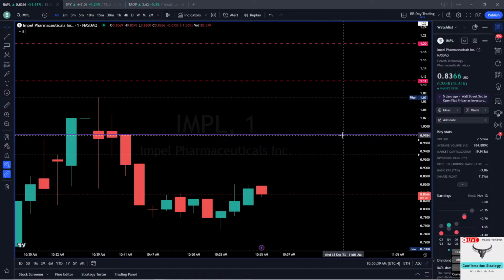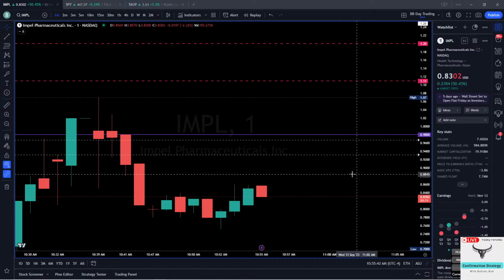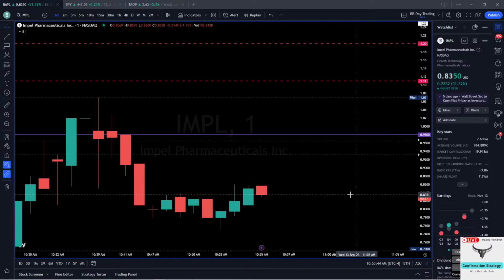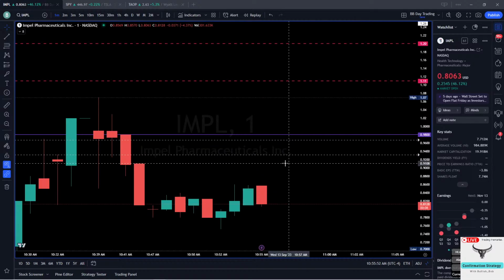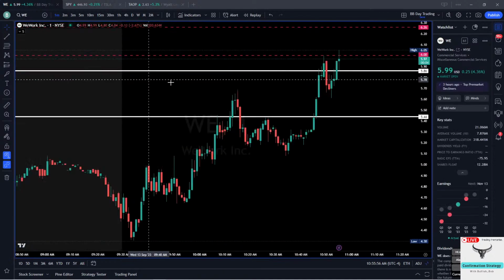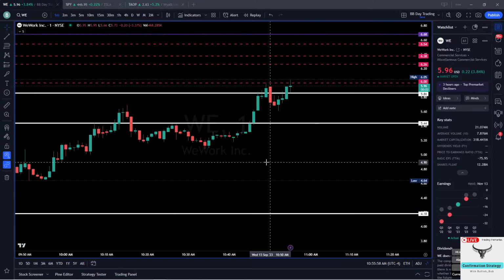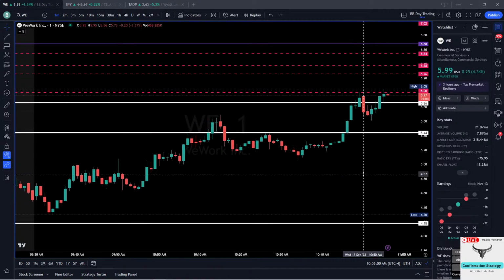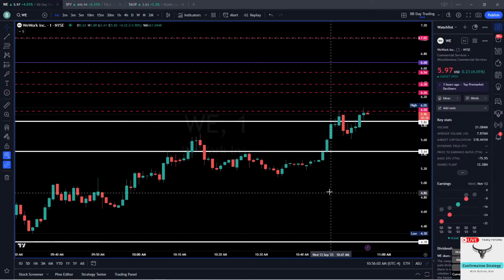IMPL has to close over 98 cents and $1. That's resistance. Close over resistance is what I'm looking for as confirmation. If I get that confirmation, then I can go long. Until then, I just don't care. So I set my alerts and I walk away because I don't want to be glued to this chart all day long. Now I can bounce over to other charts that may be presenting an opportunity throughout the day. So here we've got WE.